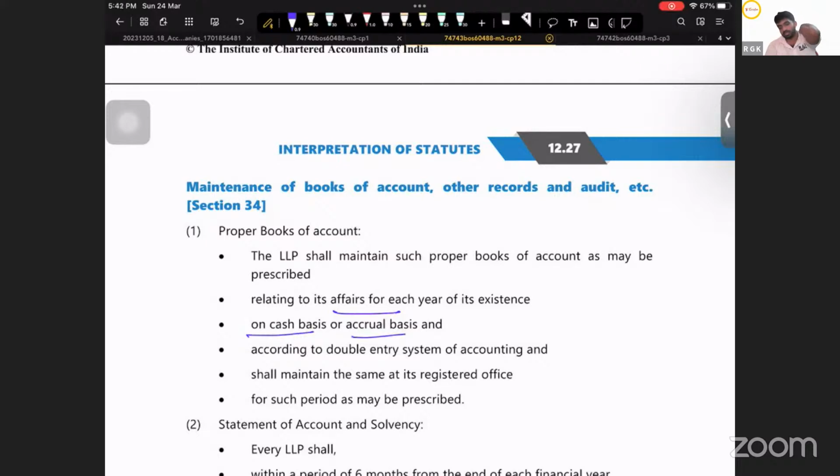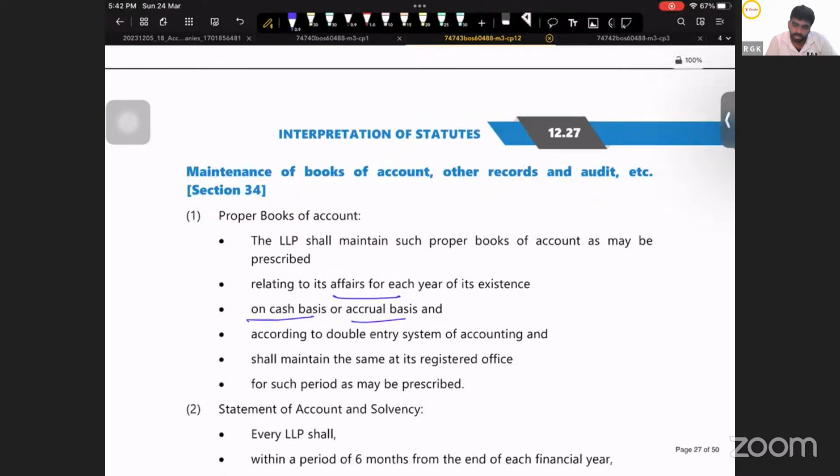Unlike your Companies Act, cash basis or accrual basis. In case of Companies Act, it is only accrual basis, whereas in case of LLP, it can be either cash basis or accrual basis. Both are okay for us. According to the double entry system of accounting, debit aspect, credit aspect, you must record in the double entry system. Shall maintain the same at its registered office, place of maintenance, registered office, for such period as may be prescribed.